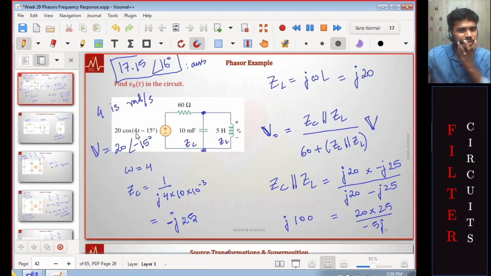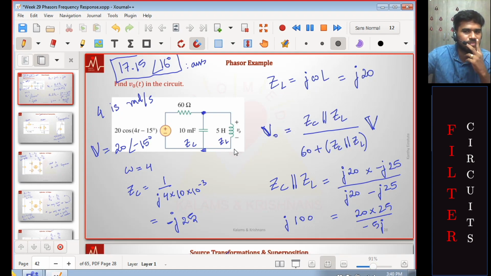This is at 4t. Now this is the input voltage. Let's say this is the output I am reading. I want to know what happens to the magnitude of the output as I change the frequency. For different frequencies, I want to know what is this ratio. Studying that is known as frequency response.